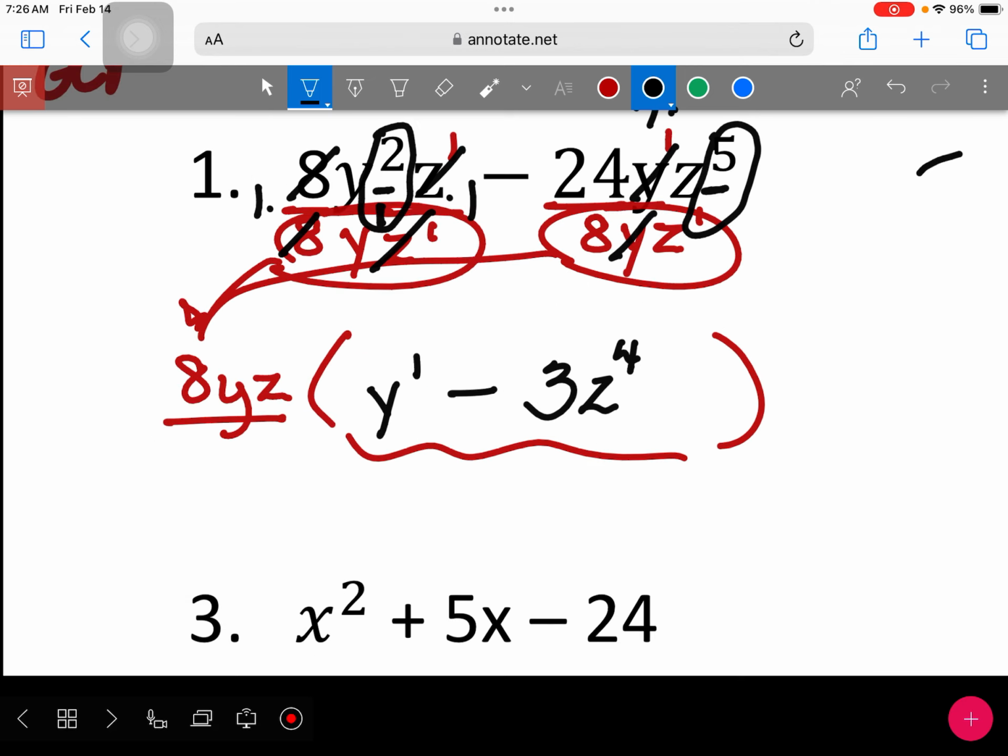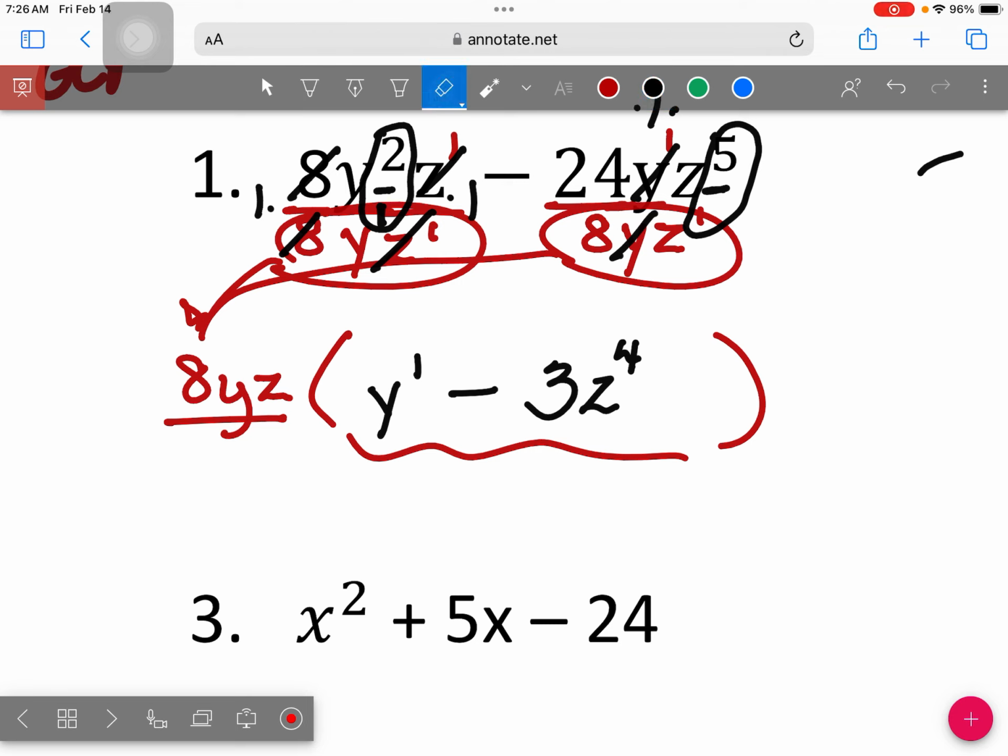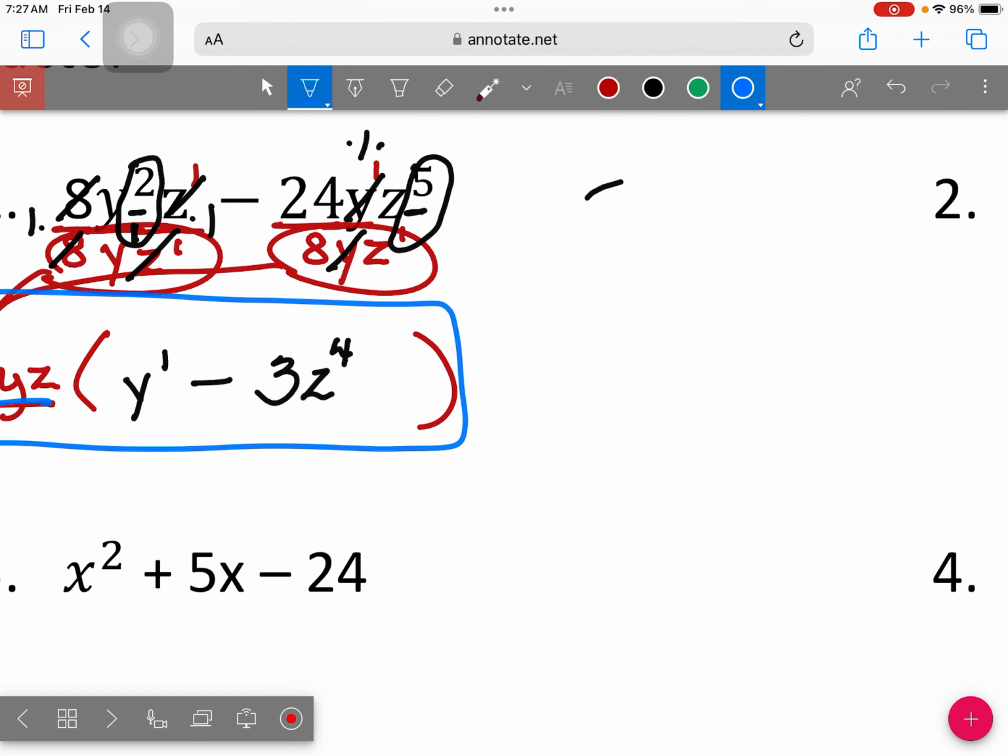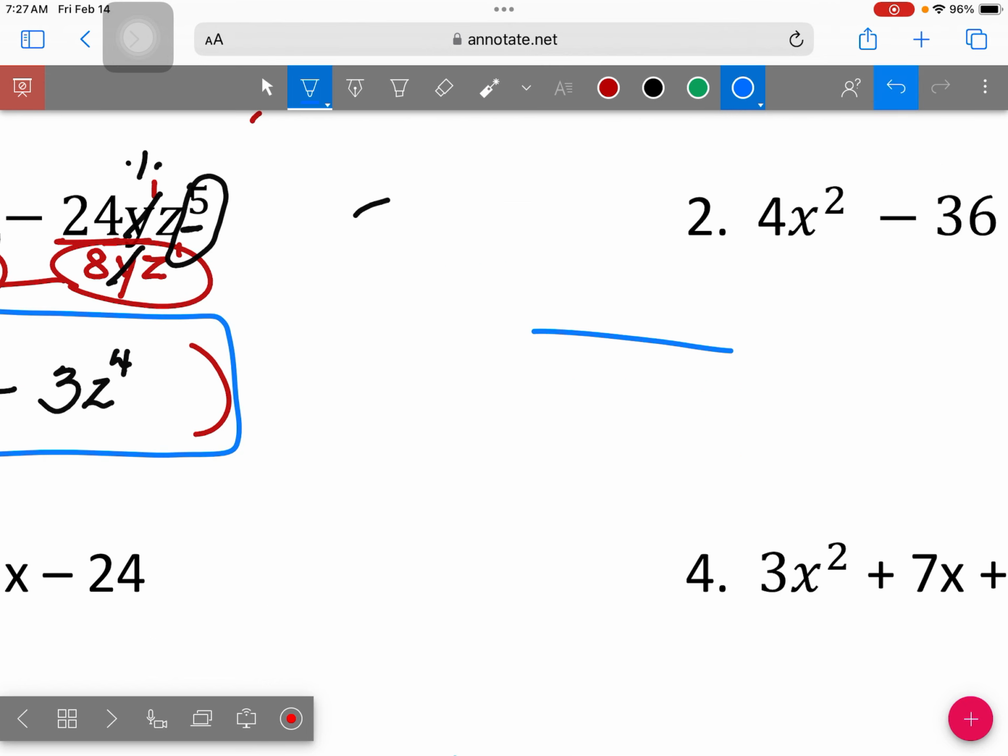Okay? So this right here is the factored form. This part in front is your greatest common factor, and what you have left after you divide is the second whole factor. Okay? Questions on that? We really need to become comfortable with this. Desmond, are you with me? Okay. Let's take a look at number 2.